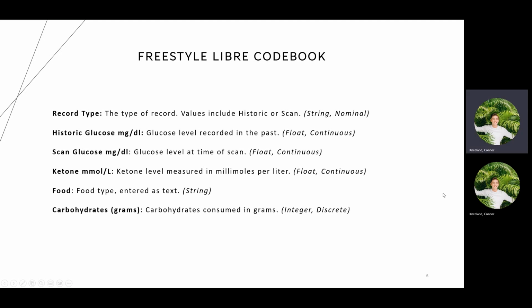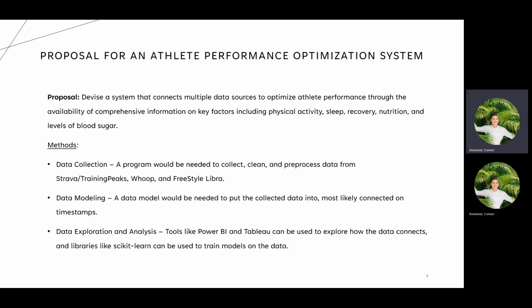Proposal for an athlete performance optimization system. The proposal is to devise a system that connects multiple data sources to optimize athlete performance through the availability of comprehensive information on key factors, including physical activity, sleep, recovery, nutrition, and levels of blood sugar.